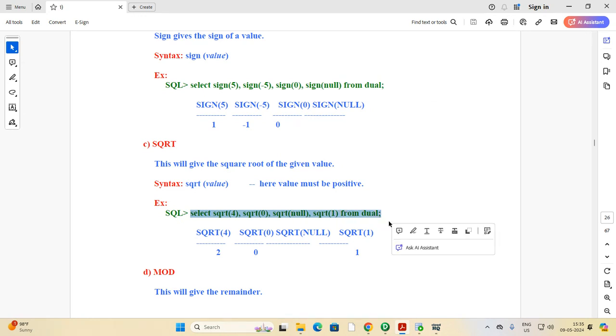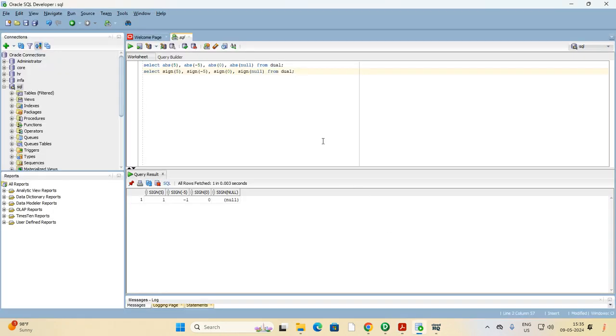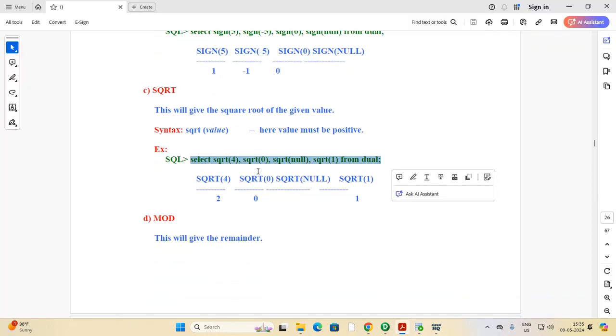If we see by executing this command, I go with square root of 16 here. Let's see. The square root of 4 is 2, square root of 0 is 0, square root of null is null, and square root of 16 is 4. We can get the square root values by using these numeric functions.